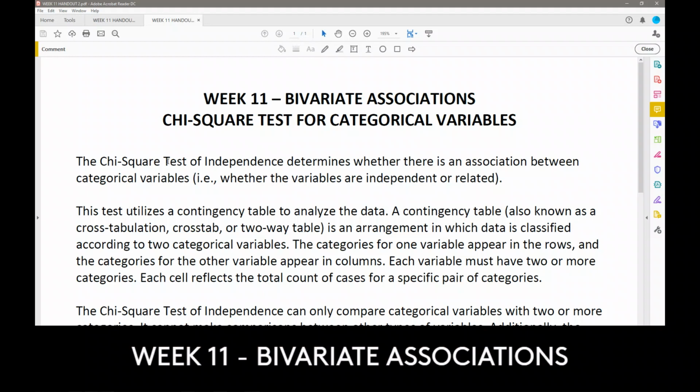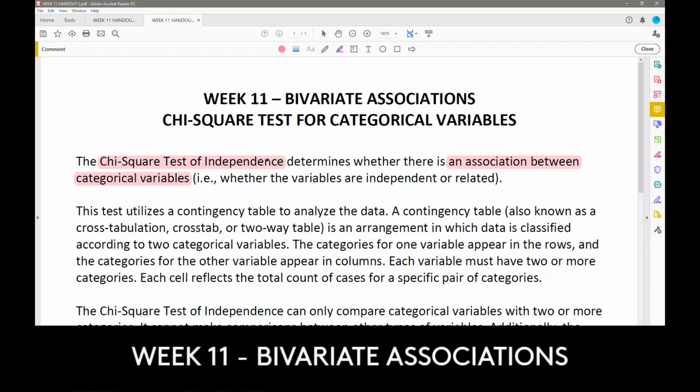All you do is specify to SPSS that you want the test to be performed on that crosstab. So let's discuss what exactly a chi-square test is. It's called a chi-square test of independence because it is looking at the different categories of each variable, and it's looking at whether or not there is a true association between these categorical variables.